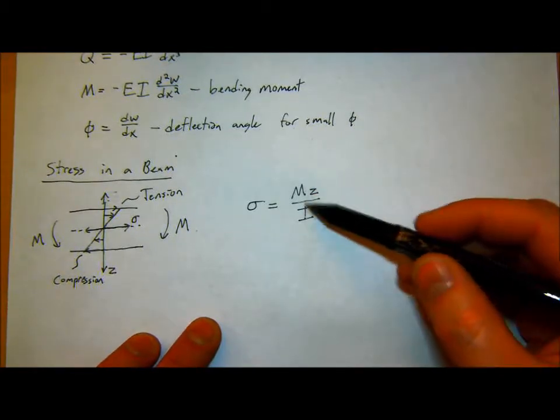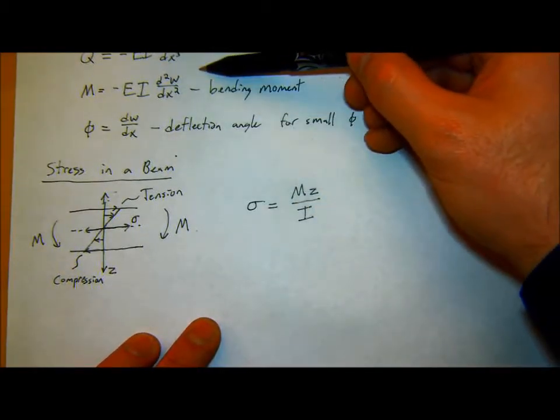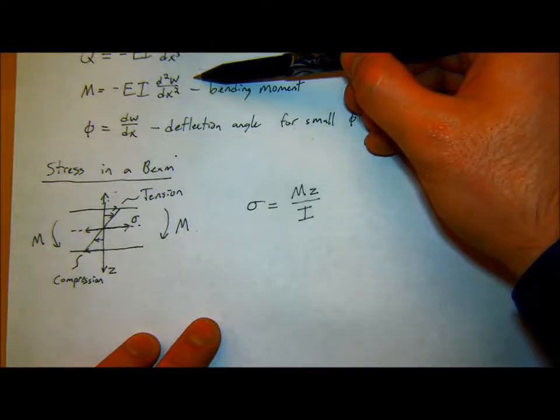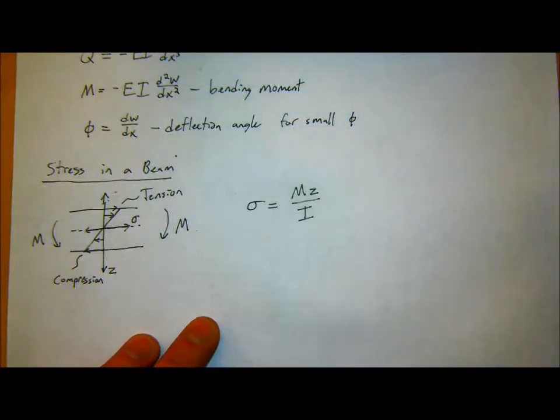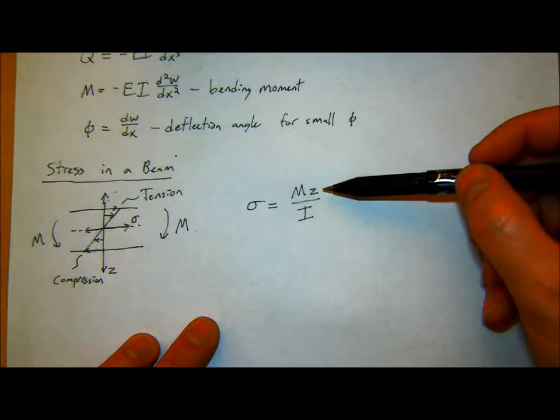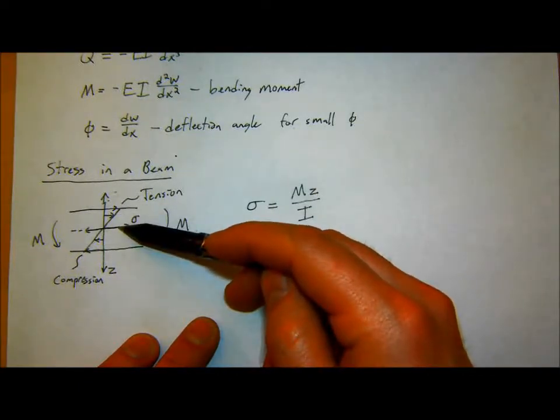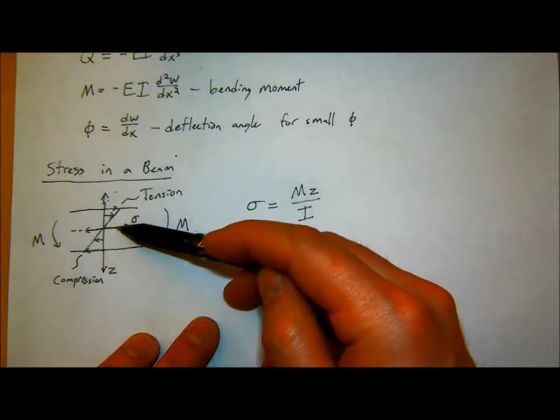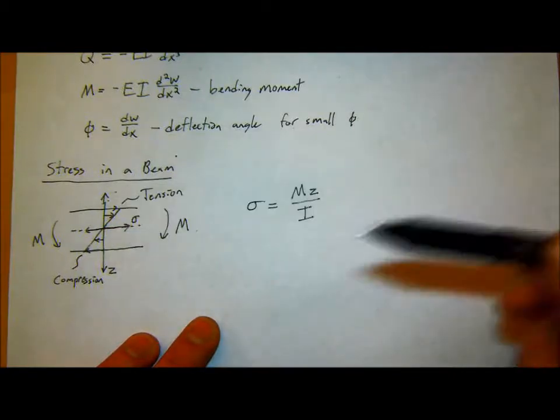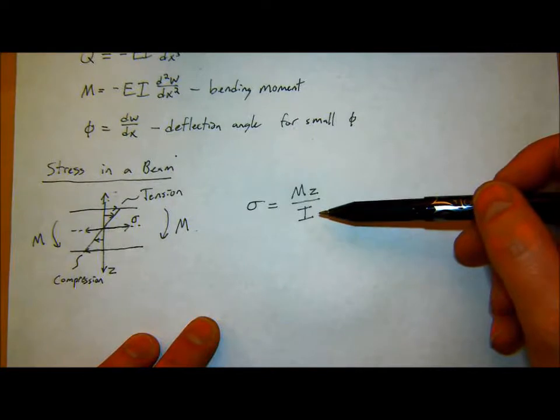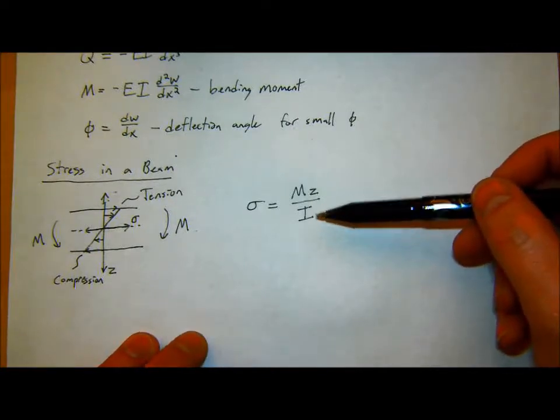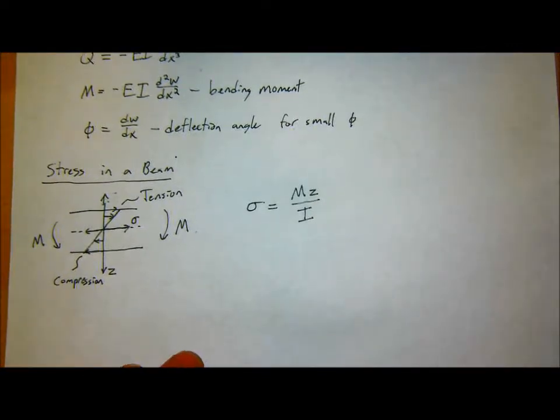M we pull out of our general deflection equation, or if you're applying a moment, then you get it from there. z is now the distance from the neutral axis. So z equals zero is right here in the center of the beam. And I again is the area moment of inertia, the resistance of the beam.